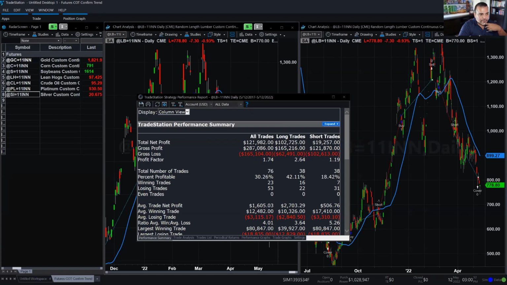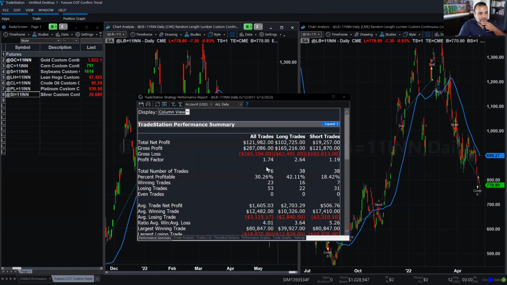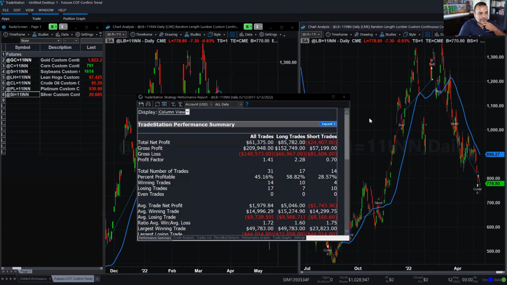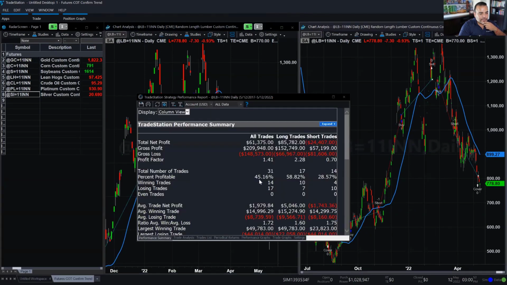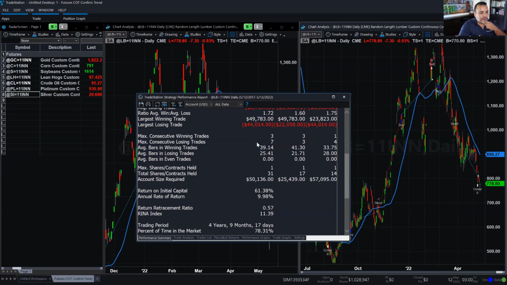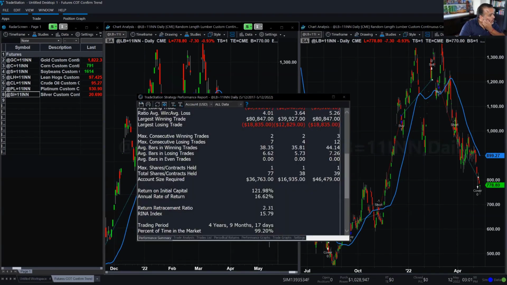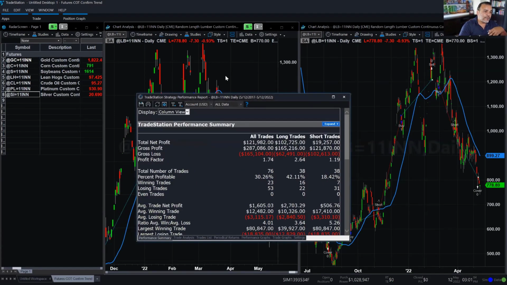You can see that we have a net profit of $121,000, 76 trades, 30% profitability. If we go with COT data, you can see that it's not as much net profit, and our profit factor went down too. The only value that actually got better was the percent profitability. Let's look at the RENA index. RENA with COT data is 1139. Without COT is 15. So it seems like for lumber, we got better results without COT.